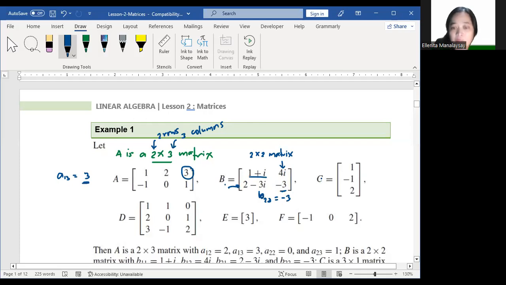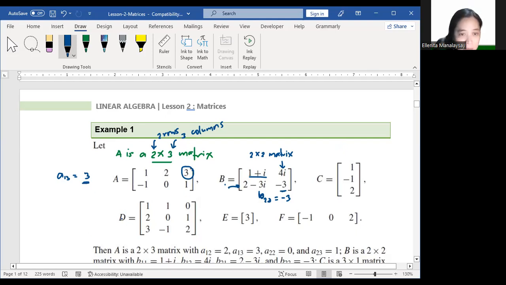Then consider matrix C. Matrix C has 3 rows and 1 column. It's possible for a matrix to have just 1 column like this one, and it's also possible for a matrix to have just 1 row. If a matrix has only 1 row or 1 column, it is referred to as a column matrix. But we will have a separate discussion about it.